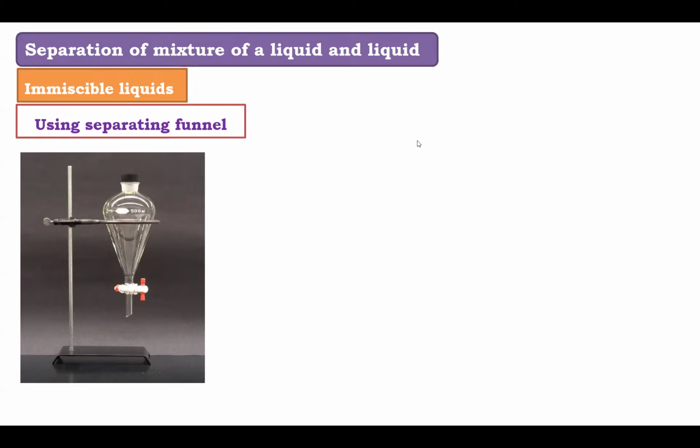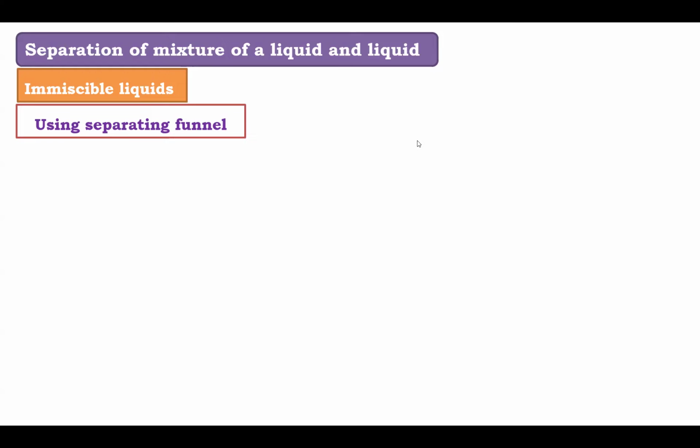So now, if I want to separate these two, how am I going to separate it? By using what? A separating funnel. Now in this, I'll pour oil and water. These are immiscible liquids. Immiscible means insoluble. For liquids, we use the words miscible and immiscible. Now, an example is oil and water.